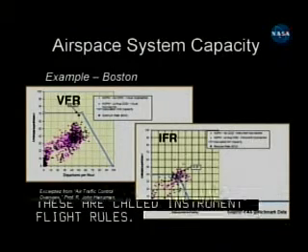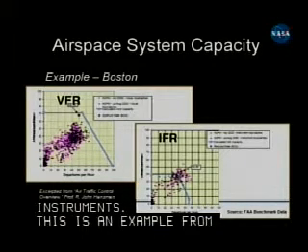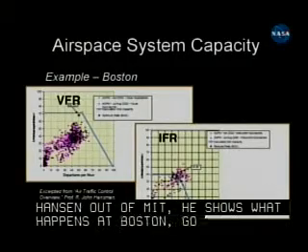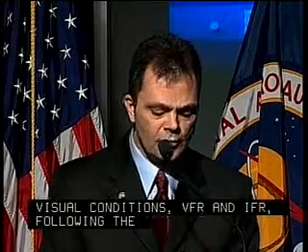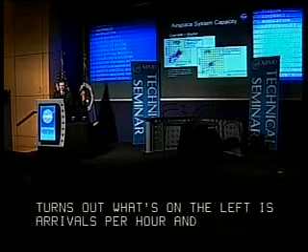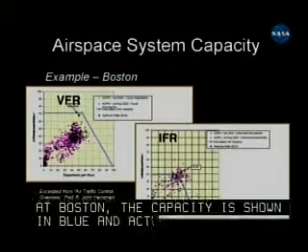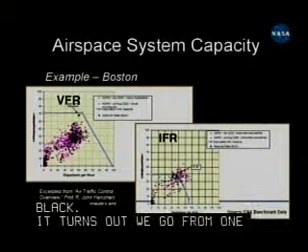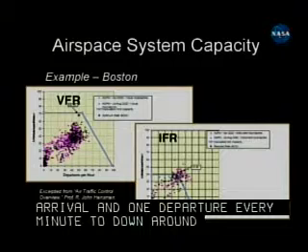And this is an example from Dr. John Hansman out of MIT, where he shows what happens at Boston when we go from VFR, the visual conditions, to IFR, which is the rules we have to follow in instruments. Turns out the capacity, what's on the left is arrivals per hour, and on the horizontal is departures per hour. And at Boston, the capacity is shown in blue, and then the actual arrivals and departures are shown in the pink and black. And it turns out we go from about one arrival and one departure every minute down to around 40 every hour. 60 per hour down to about 40 per hour.